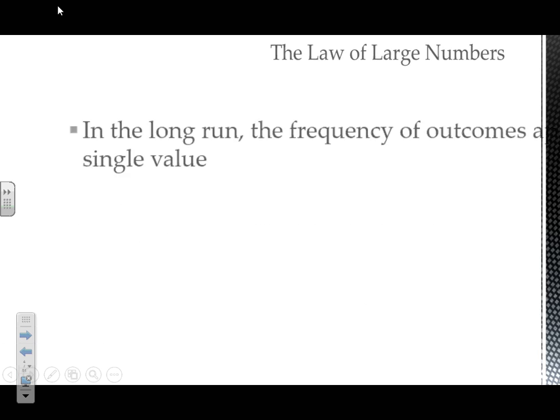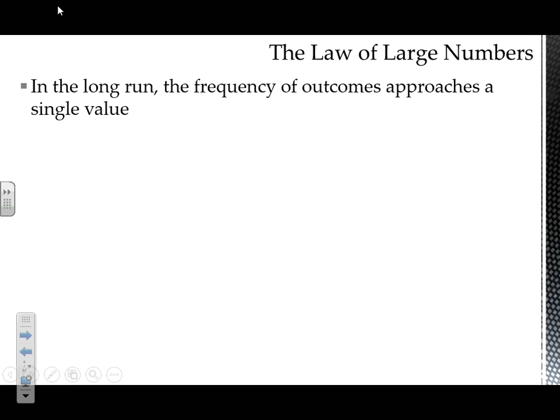All right. Now, with randomness, we talk about this idea of the law of large numbers. This is an extremely important concept here, one that you guys definitely need to understand. You need to know how to use it and what it actually means. So the law of large numbers says, in the long run, the frequency of outcomes for a random phenomenon will begin to approach a single value.